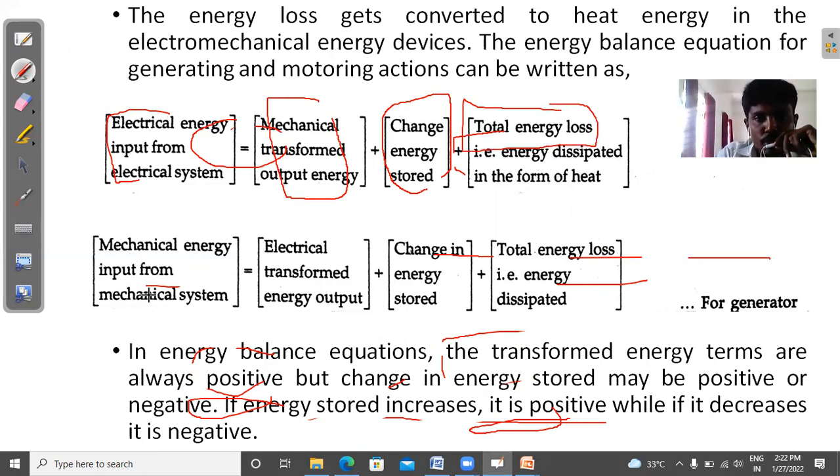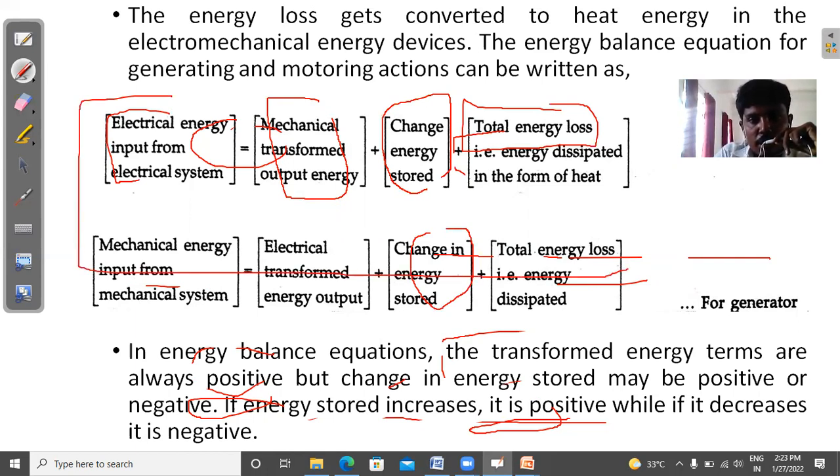For generating action, we convert mechanical energy to electrical energy. At that time also, some of the energy will be stored and losses will be dissipated. That is called total energy losses. This is the energy stored in the magnetic field. This is called the energy balance equation.